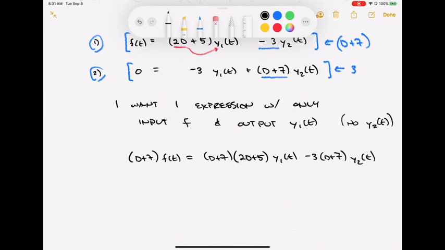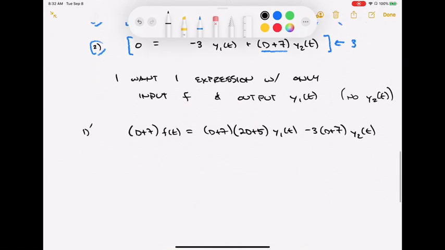I haven't changed the equality there, I've just operated on it. Taking the derivative of an equation doesn't change the fact that it's still an equality. Multiplying an equation by 7, both sides left and right, doesn't change it. Adding equations together doesn't change the equality. So this is just a modified form of 1. Let's call it 1 prime.